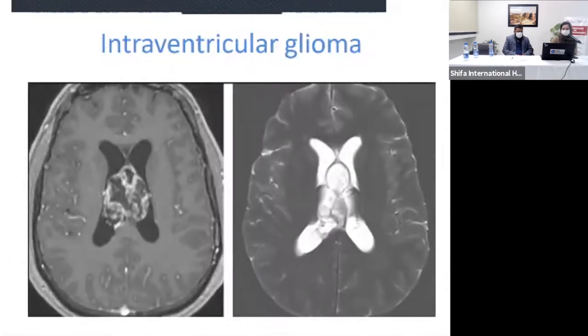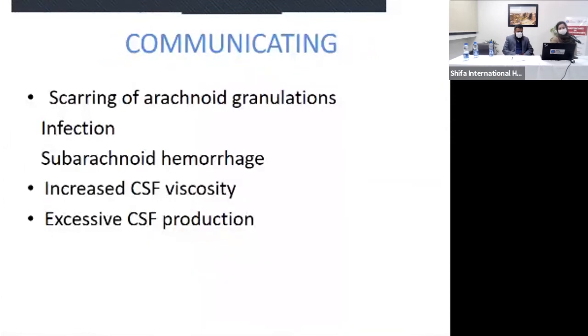The causes for communicating hydrocephalus may be infective, including tuberculosis or bacterial meningitis, which cause scarring of the arachnoid granulations and impaired absorption of CSF at the level of the arachnoid granulations. The other cause is subarachnoid hemorrhage, where the hemorrhage fills in the basal cisterns and the arachnoid granulations.